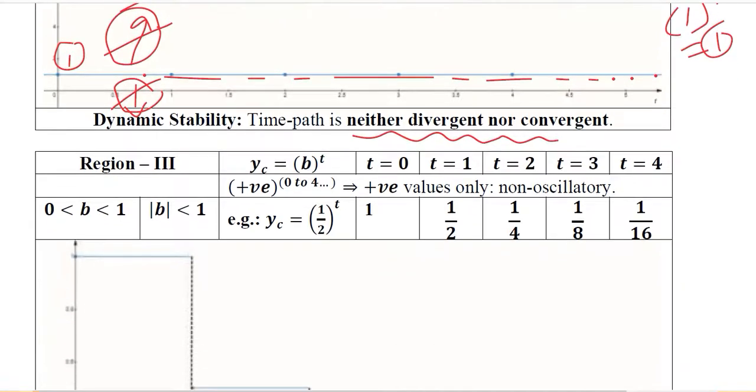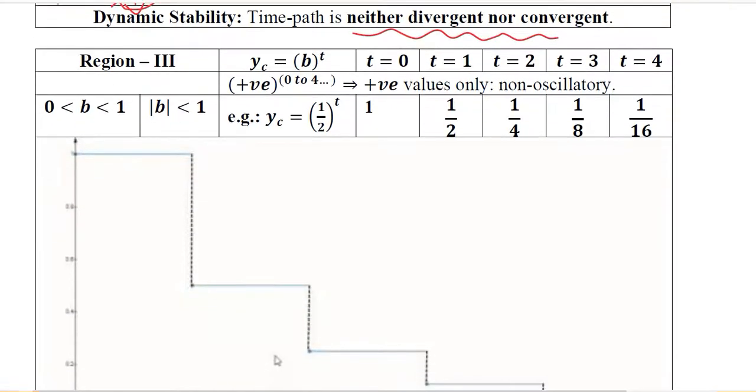Then region 3 should consider the other possibility of the value of b. You remember in the last we had b equal to 1, so smaller values would be a value which is still positive but less than 1. That is some sort of fraction. And its absolute version will be less than 1. For example, if we consider b equal to 1 over 2 or 0.5, it is a positive value, a fraction or a decimal value between 0 and 1.